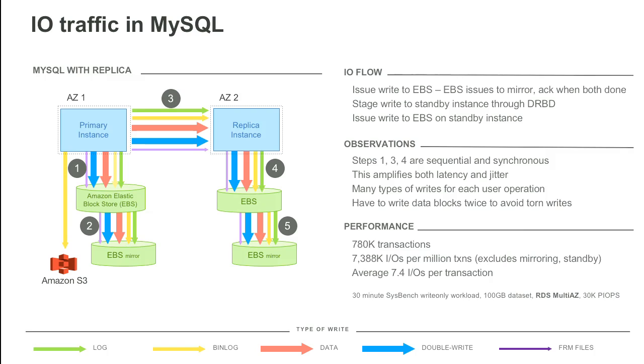You have to make all your 4 writes work before you can move ahead. Because you're writing so much data, and because of this synchronous model of writing data, you have high latency, and you have high jitter. In fact, we ran a run of sysbench write only over 30 minutes. You could sustain 780,000 transactions in that 30-minute period, and averaged about 7.4 IOs per transaction.